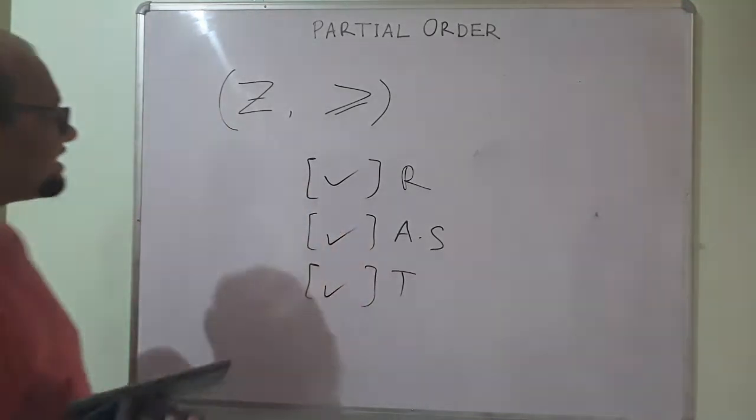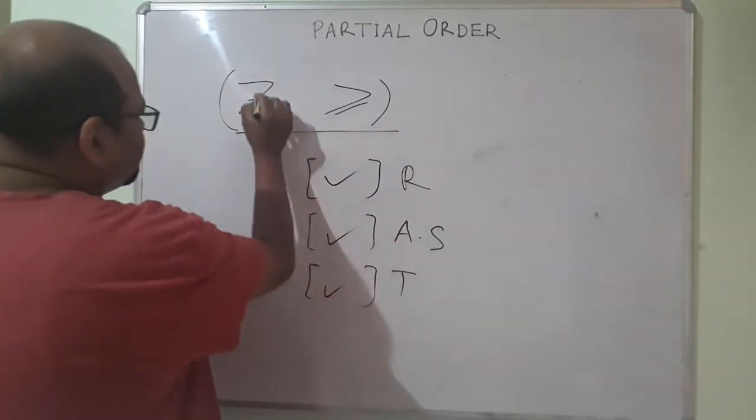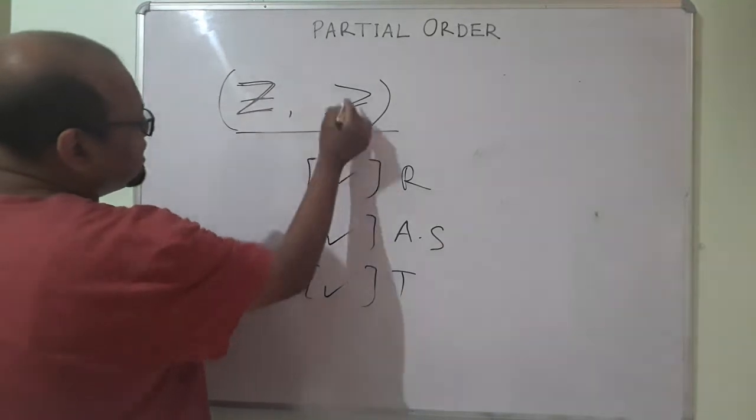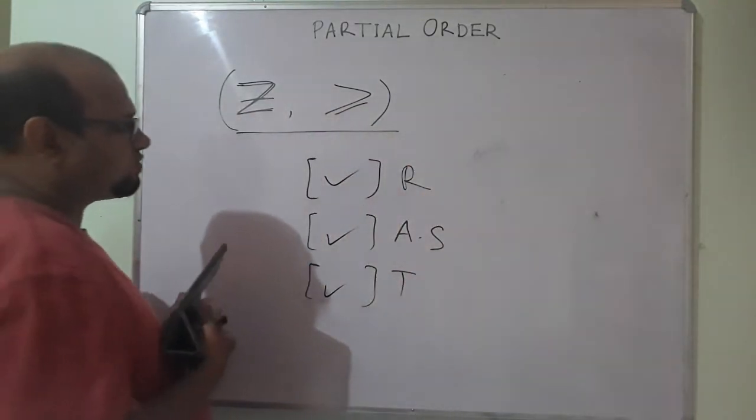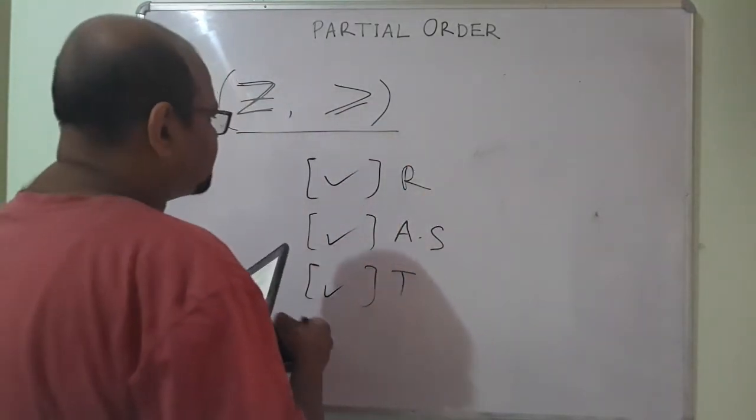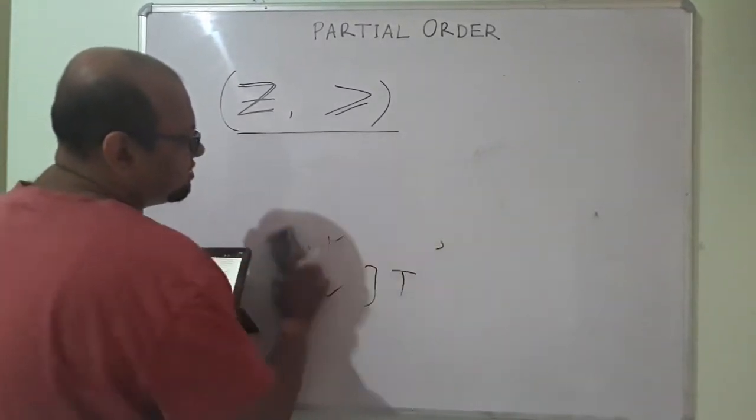Now this thing we know is a poset. This is the set of integers, this is the relation greater than or equal to. We know this is a poset. This is a partial ordered relation.